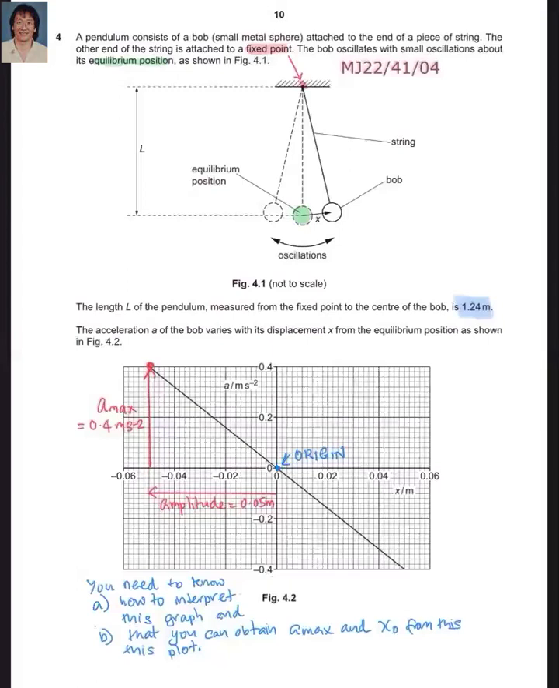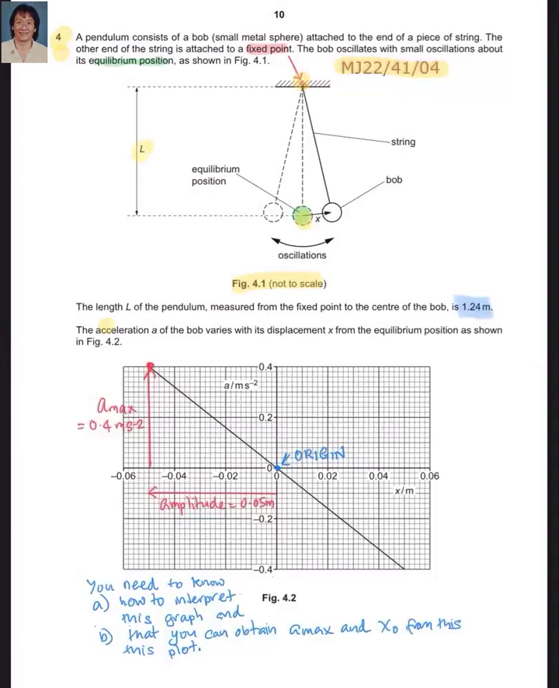We will now do the May, June 2022, variant 41 question, number 4. A pendulum consists of a bob, which is a small metal sphere attached to the end of a piece of string. The other end of the string is attached to a fixed point, which is this point here. The bob oscillates with small oscillations about the equilibrium position, which is this point, as shown in figure 4.1. The length L of the pendulum measured from the fixed point to the center of the bob is 1.24 meter. That means that L is 1.24 meter.